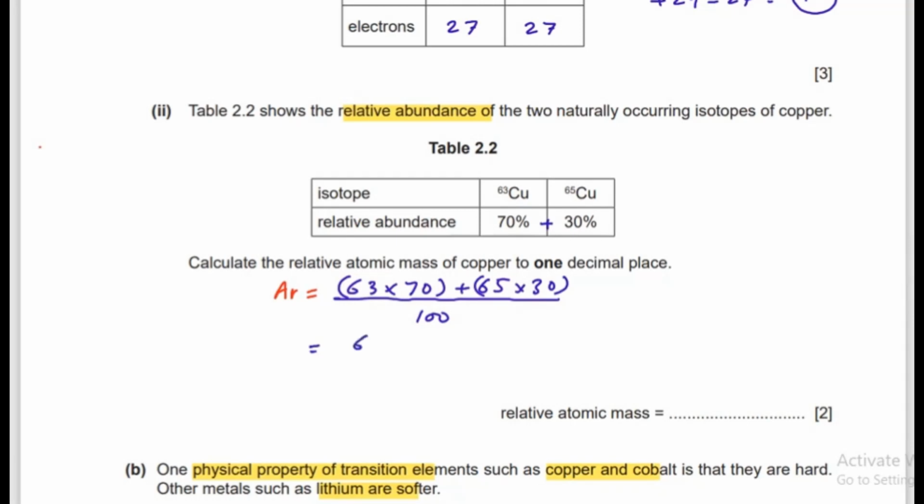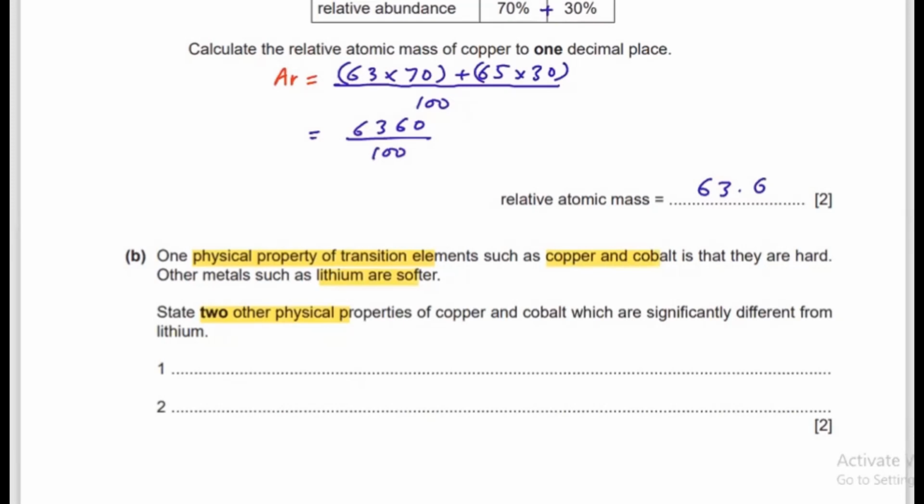So you will get 6360 divided by 100, and the answer is 63.6. So the next part: one physical property of the transition elements such as copper and cobalt is that they are hard. Other metals such as lithium are soft, so transition elements are generally hard and the group 1 elements are generally soft. So state two other physical properties of copper and cobalt which are significantly different from lithium.